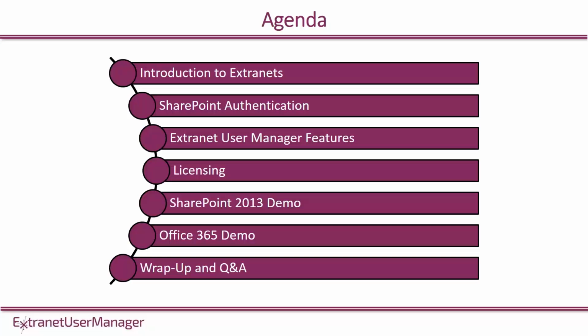All right, so let's take a minute and just go over our agenda for the next hour or so. We're going to start with a quick introduction to Extranets. I'm assuming that some of you may know more about them than others, so we'll try and level set a bit from that point of view. We'll talk about SharePoint authentication. How do you come into a SharePoint site, whether that's on-premise or in Office 365, from an external user's point of view. And then we'll talk about our product itself, our Extranet User Manager. What are some of its features and how does it help with some of the pain points from a general Extranet point of view. We'll touch on licensing, and then we'll go to two demos, one on an on-premises SharePoint 2013 and the other from an Office 365 point of view.